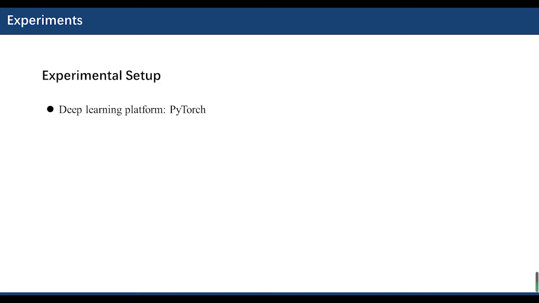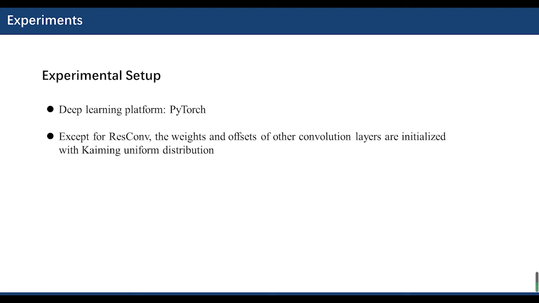PyTorch is used as our deep learning platform. Except for the first convolution layer, the weights and offsets of the other convolution layers are initialized with a uniform distribution. Cross entropy is used as our loss function. The batch size and the epoch are 32 and 200 respectively.